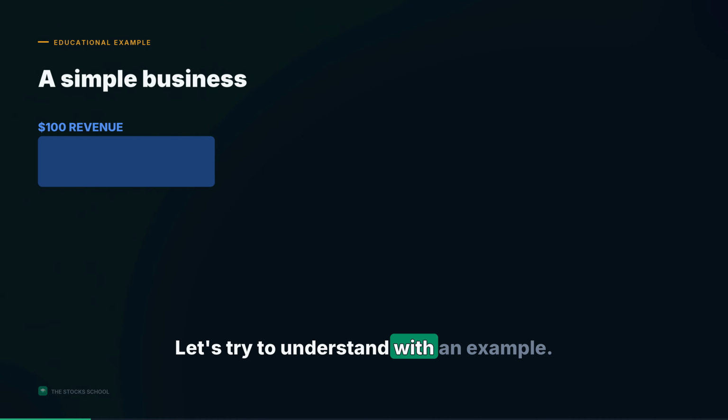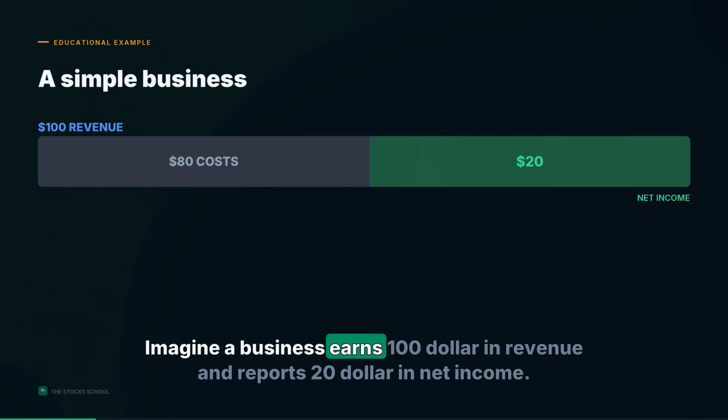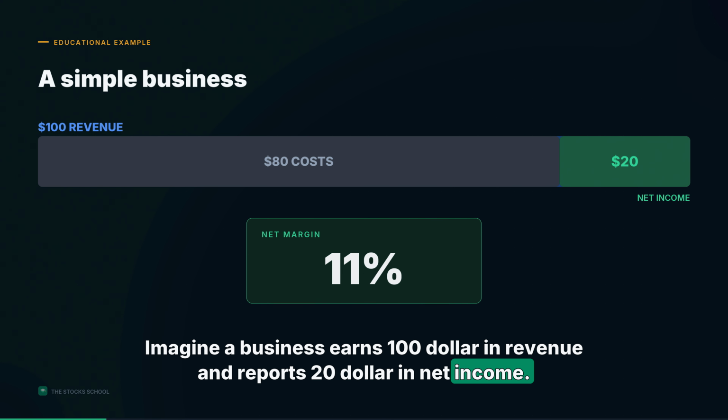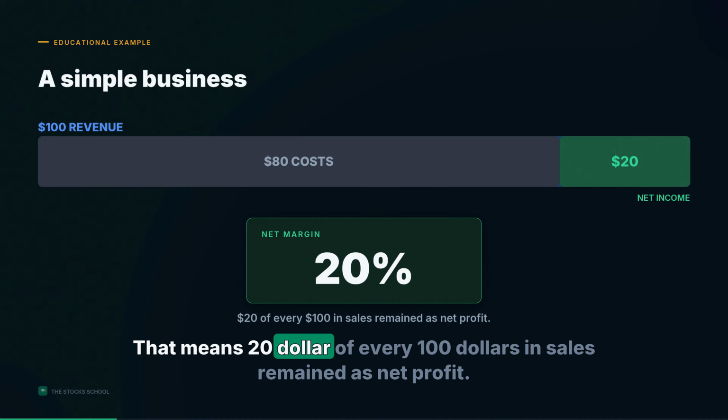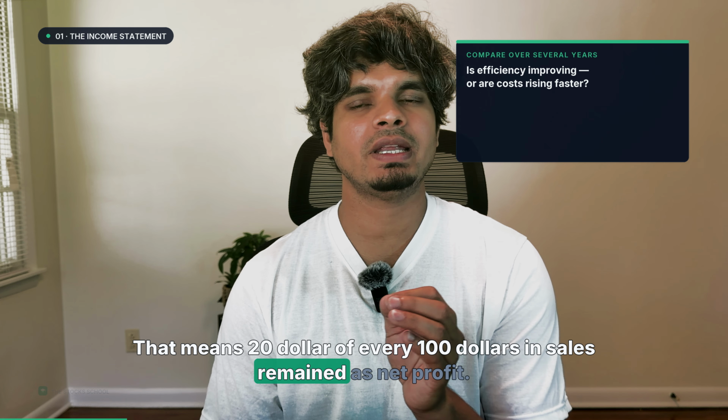Let's try to understand with an example. Imagine a business earns $100 in revenue and reports $20 in net income. Its net margin is 20%. That means $20 of every $100 in sales remained as net profit.